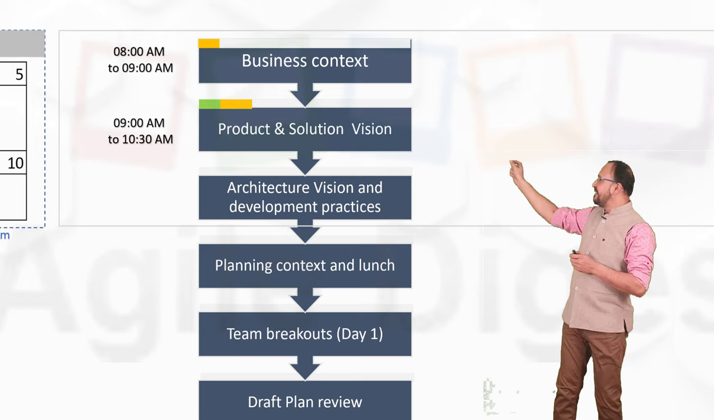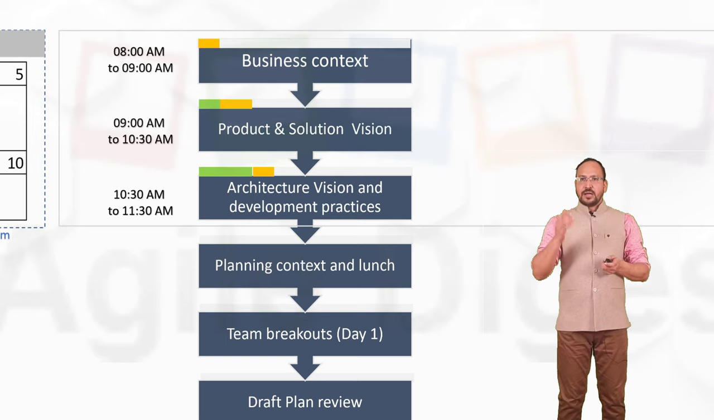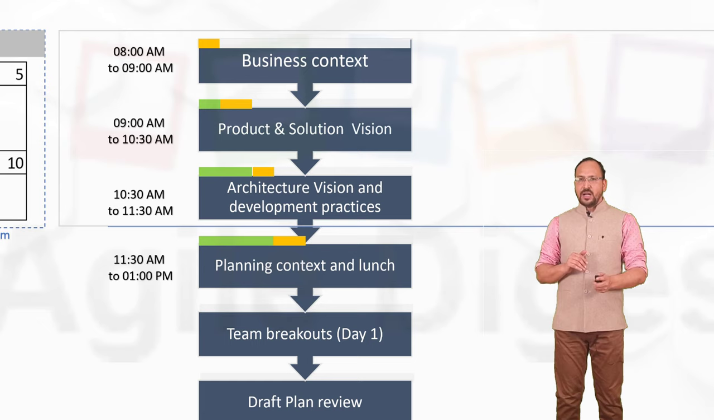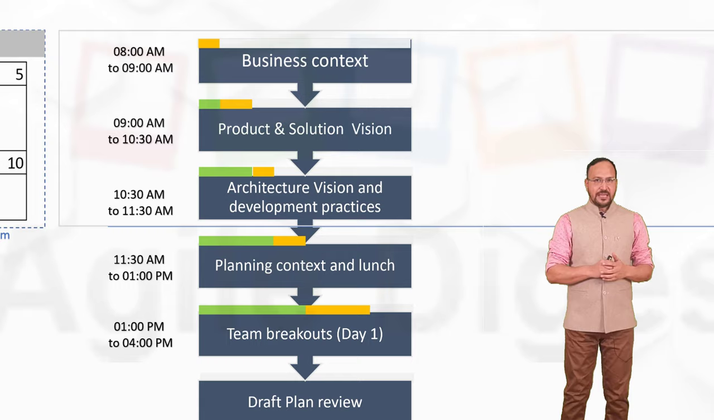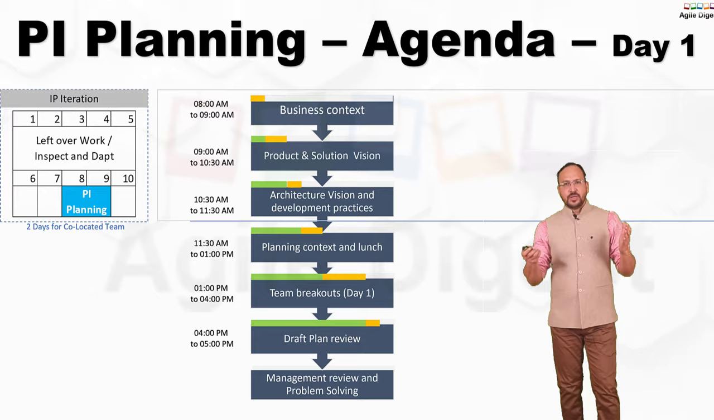So if I talk about architectural vision, that ends at 11:30, and then we start our planning context and launch. Planning context and launch is actually 11:30 to 1. Then the team breakout day 1 is 3 hours of activity, and all the team members work on their own team areas to do multiple activities. We'll come into that in a while. And then finally, we will do a draft plan review, management review, and problem solving.